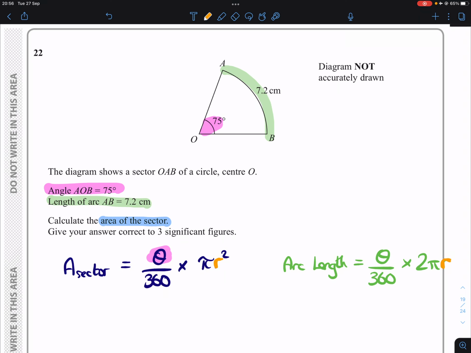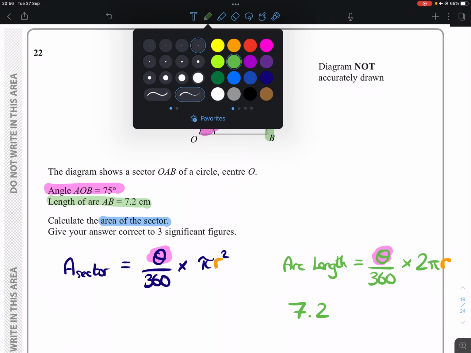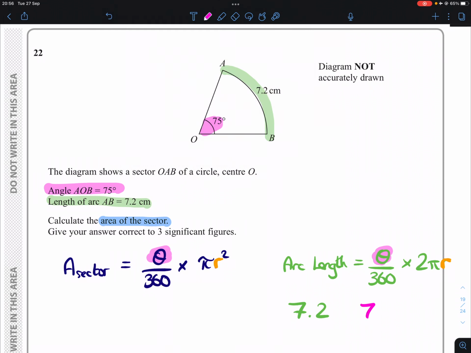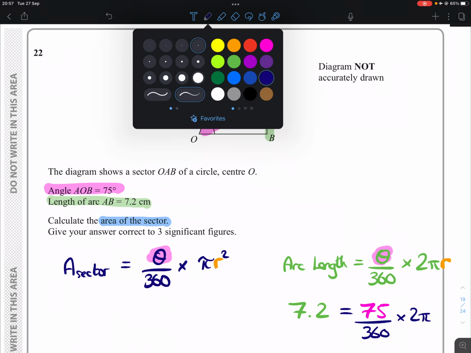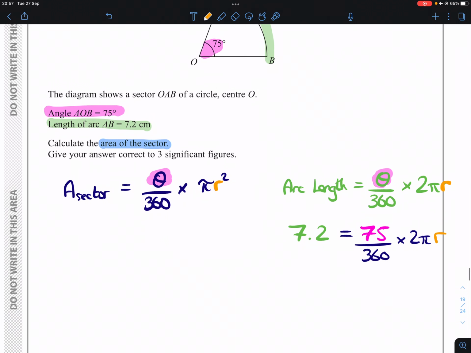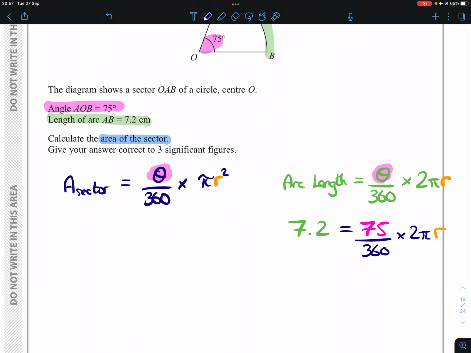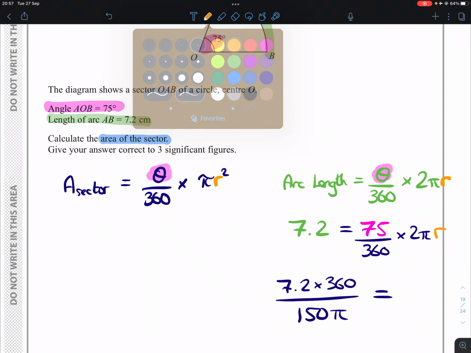So I'm going to highlight this in r, and we have our left-hand side as being 7.2, and we also have our angle as being 75, sorry. So we sub this into our formula and we will get the following, after which then I can get r on its own, basically rearranging that formula. So what will happen is, if I multiply both sides by 360, divide both sides by 75, and while I'm at it, divide both sides by 2 pi, which technically means I'm going to divide both sides by 150 pi, then I will end up with our radius.